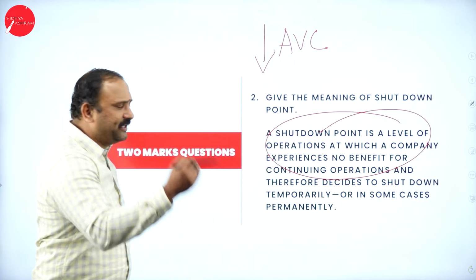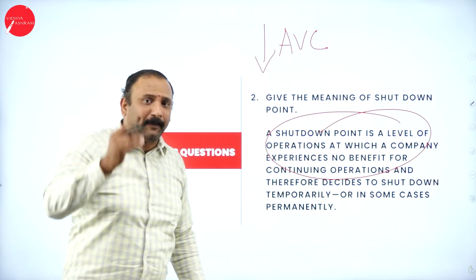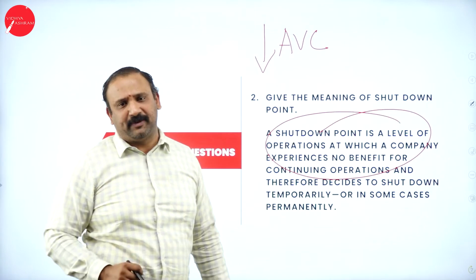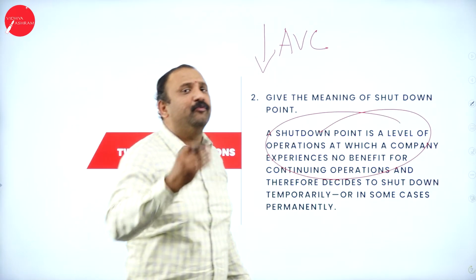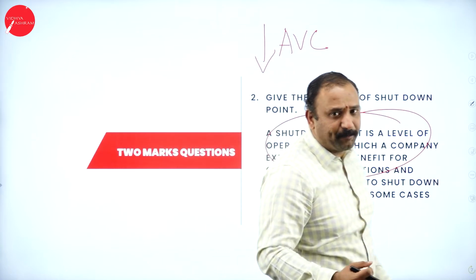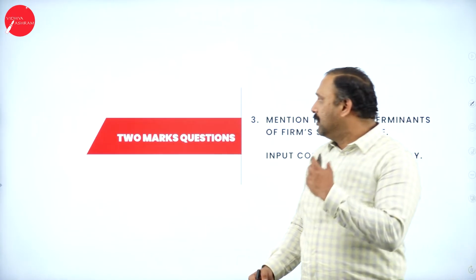So shutdown point is a level at which the price comes below the average variable cost. The company feels that the operations have to be shut down. We will not be able to run the company in future.